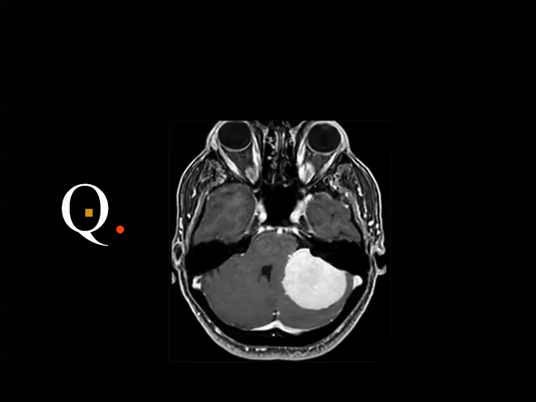Arachnoid cyst. Is this cyst like CSF? Yes, and this is the T1 axial image of the brain after contrast injection with fat suppression, showing a homogeneously enhancing lesion at the cerebellopontine angle.